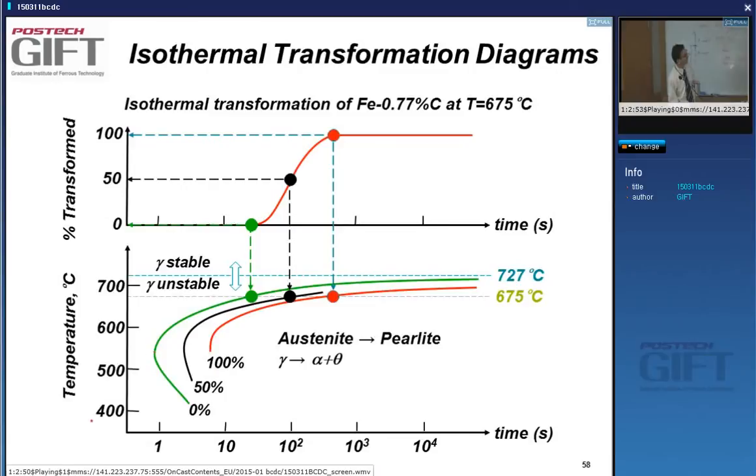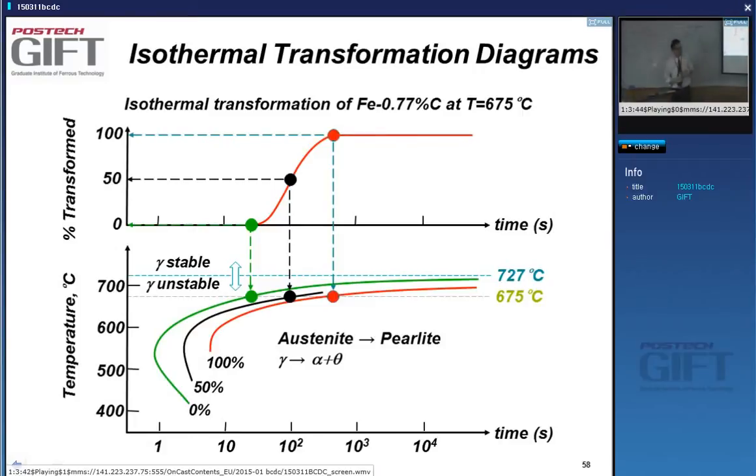Yeah? So you see here that the maximum transformation rate for perlite formation will be at around 550, yes? And it'll be extremely rapid. The transformation will start within 1 second and will be finished within 10 seconds, yes? However, if I'm very close to this 727, yes, we're at 675, the transformation will only start after 20 seconds, yes? And will take maybe 500 seconds to finish, yes? So depending on the temperature, I get very different transformation.